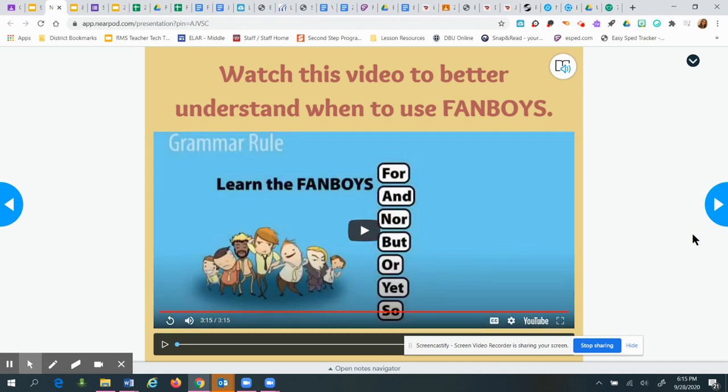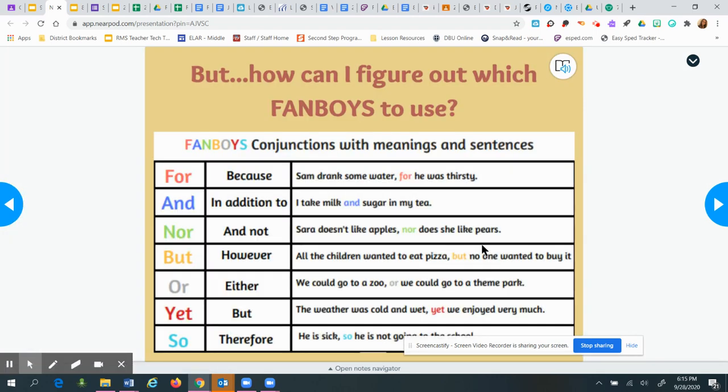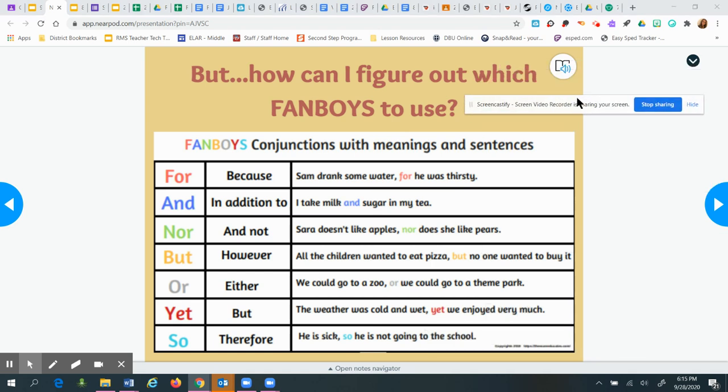Okay, so that's how to use fanboys. And then this is how you can figure out which fanboy to use. Here's fanboys, and this gives you another word that you could substitute in, because for kind of sounds a little fancy when you use it in a sentence as a fanboy. And we're used to. It means and in addition to.